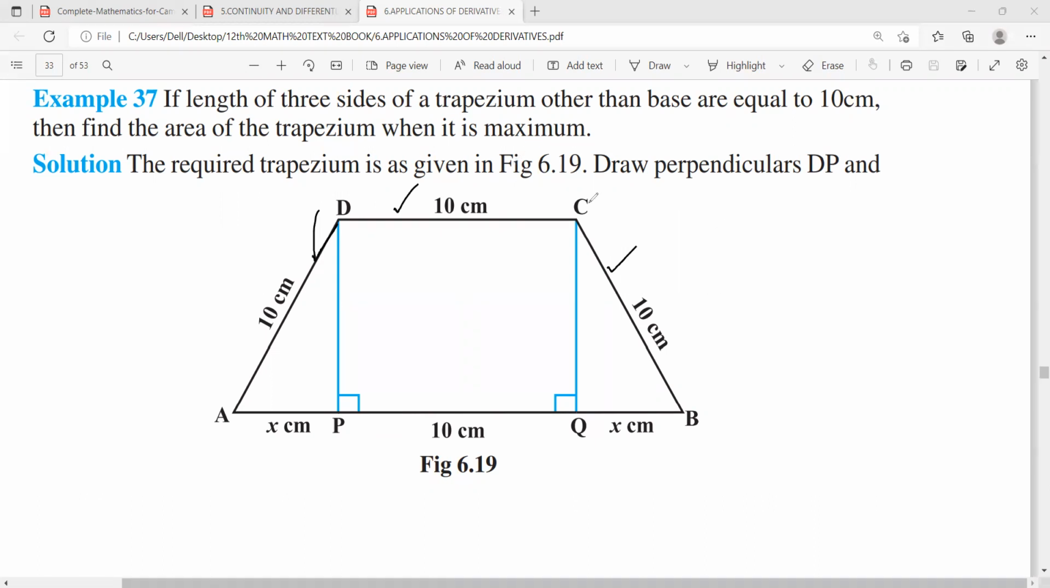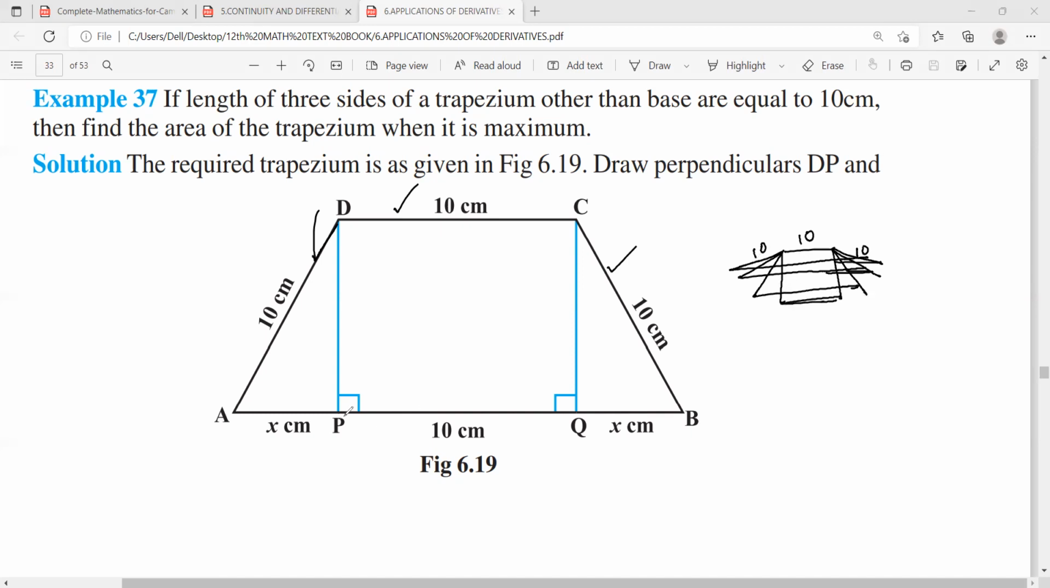So what is the question you do? See, now this is 10 centimeters, this is 10 centimeters, this is also 10. It can be like this also, and it can be like this also. This is also 10 centimeters. It can be like this also, and this is also a trapezium, with all sides 10 centimeters only.